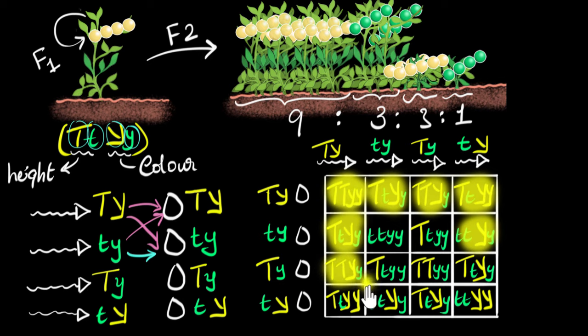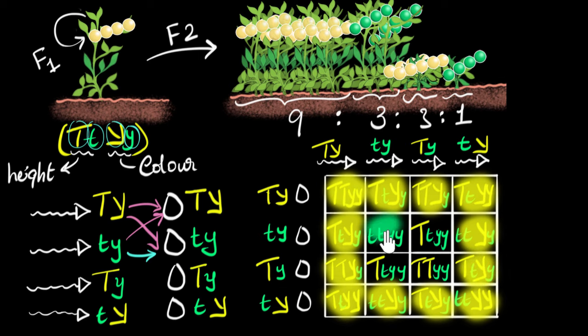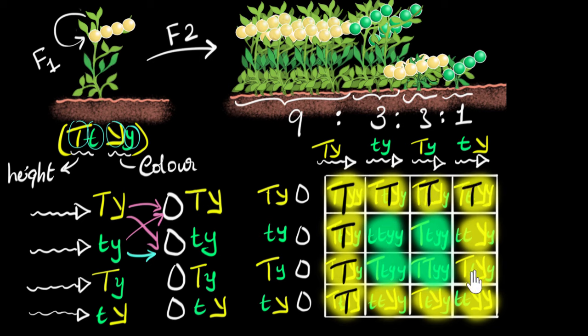Yellow, yellow, yellow, yellow, yellow, yellow, yellow. And these don't even have that yellow Y. These are the ones that will be green. Green, green, green, green. All right, now let's see which is tall and short. Again, if there's a capital T, it's definitely going to be tall. At least one capital T, tall. So T, this is tall, tall, tall, tall, tall, tall, tall, tall. I think the rest all are short. So the rest all would be short, short, short, short.